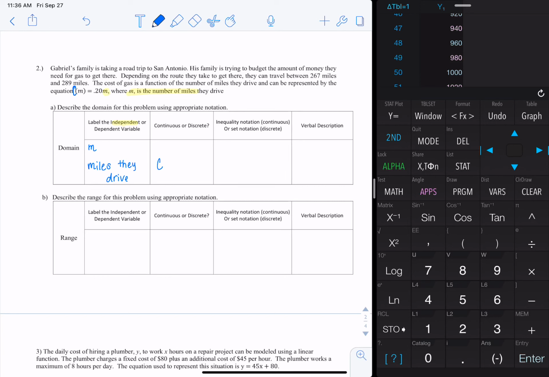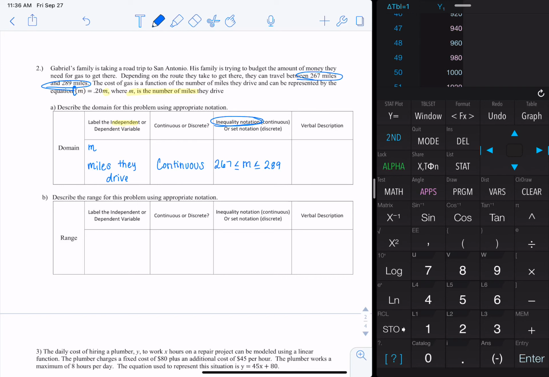This situation is continuous. And it's continuous because you could drive a whole mile, or you could drive half a mile, or you could drive 0.1 of a mile, right? It just kind of depends on how you stop. If it's continuous, we have to use inequalities to talk about our numbers because there are too many to list. So we say that all the miles driven have to be in between. This says he can go between 267 miles and 289. So he's going to drive somewhere between 267 miles and 289 miles.